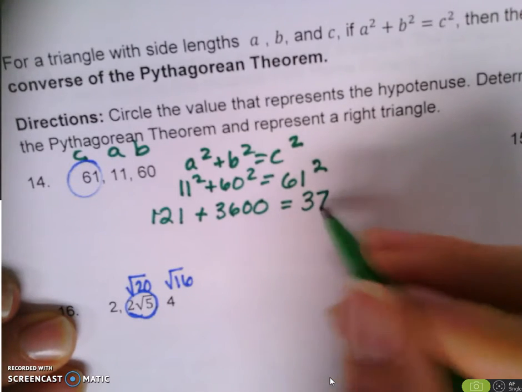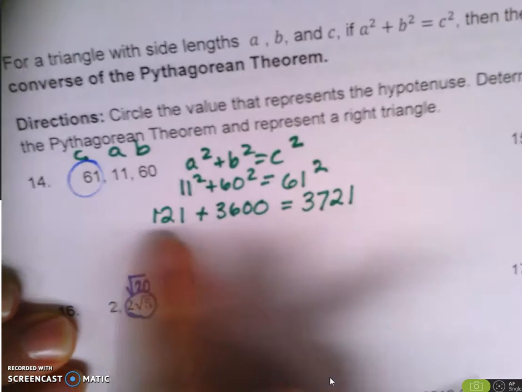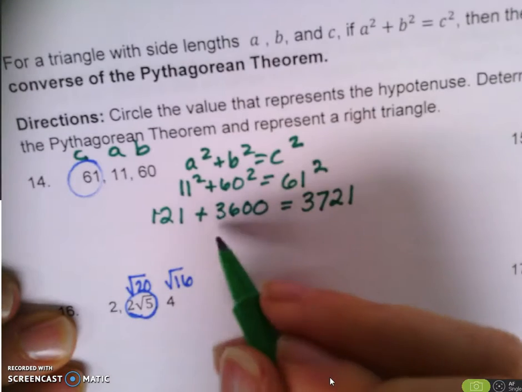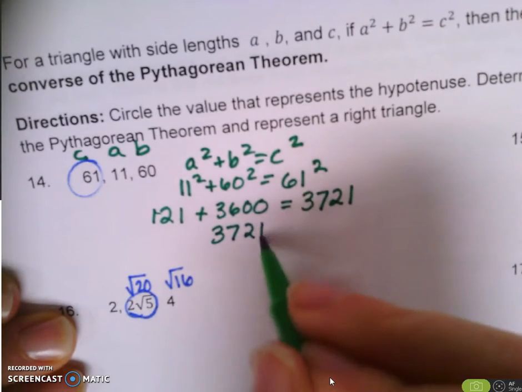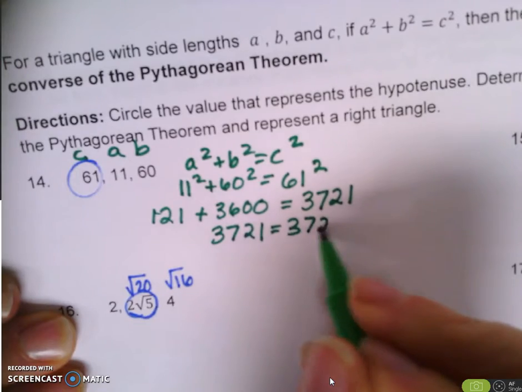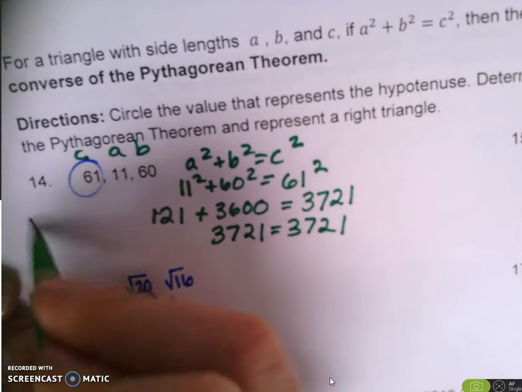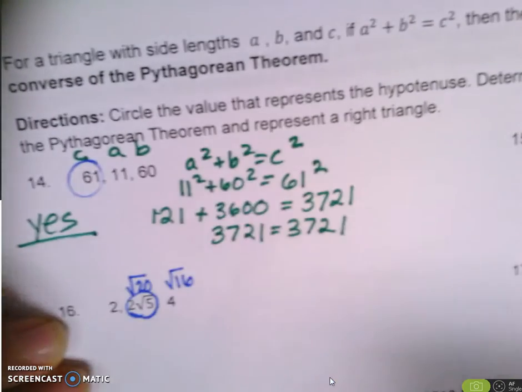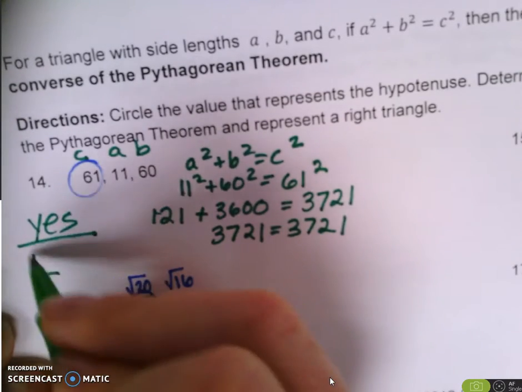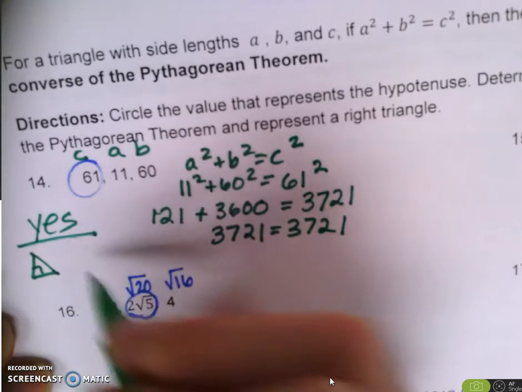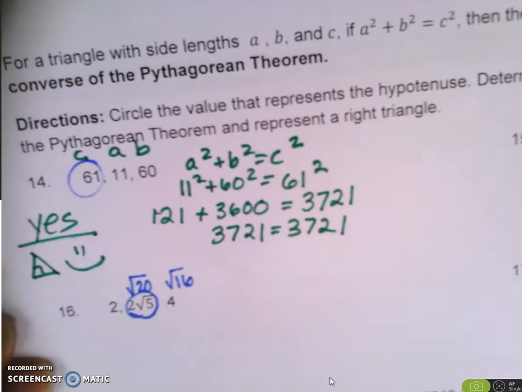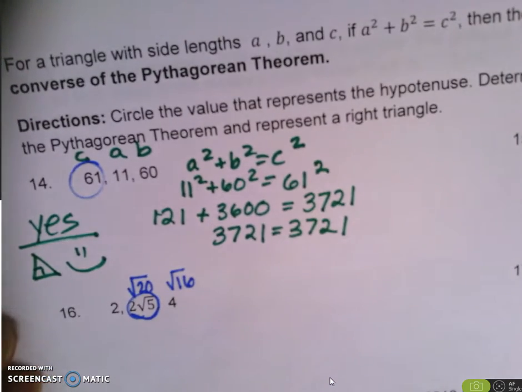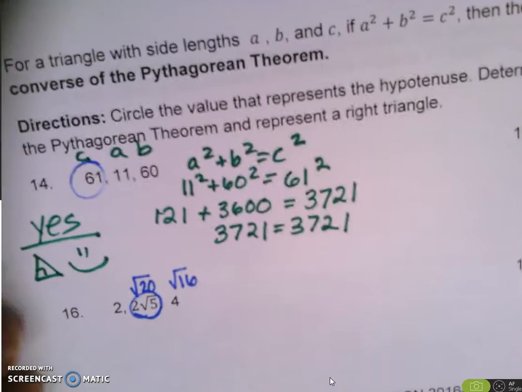Right, 3721. If I add 121 plus 3600, I get 3721. Hey, is this a true statement? Yes. That means I know this is a right triangle. Let's move on to another one.